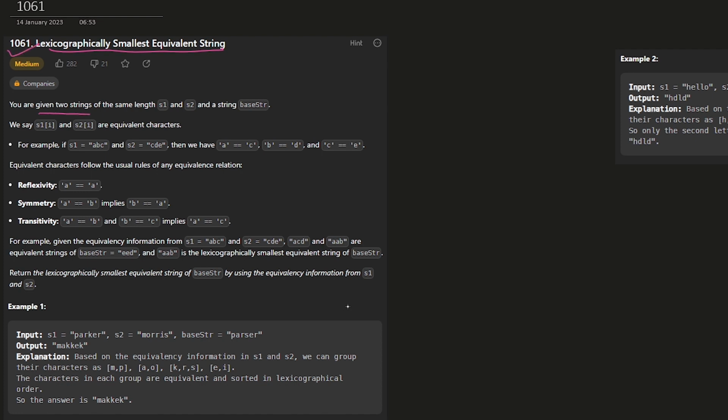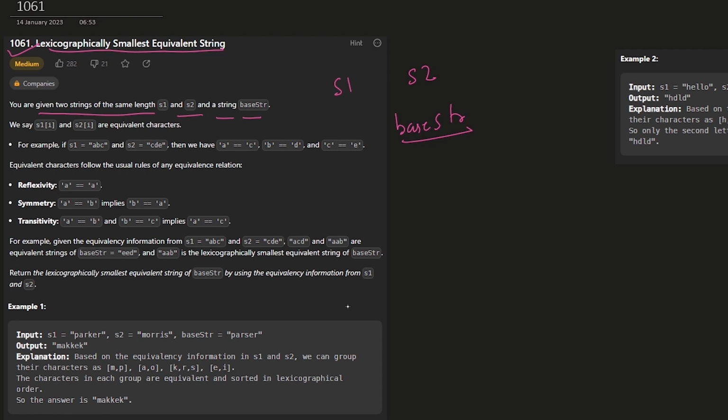We are given two strings of the same length, S1 and S2, and a base string. One is S1, the second is S2, and they are going to be the same length. So if the length of S1 is, let's say, 3, then the length of S2 is also going to be 3. And we are given another string, that is the base string. The length of this string does not depend on S1 and S2.